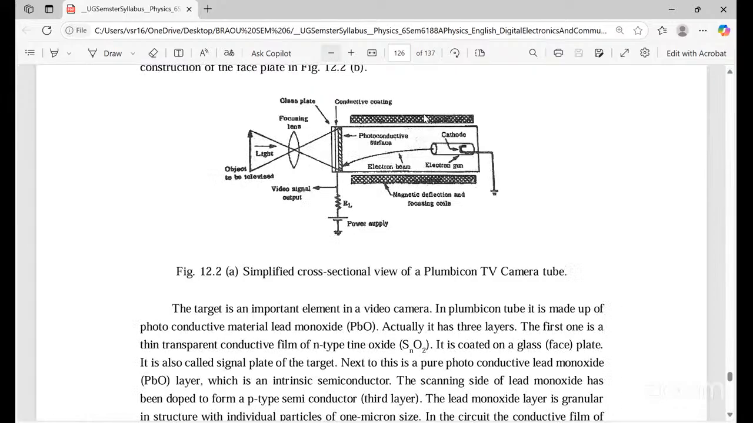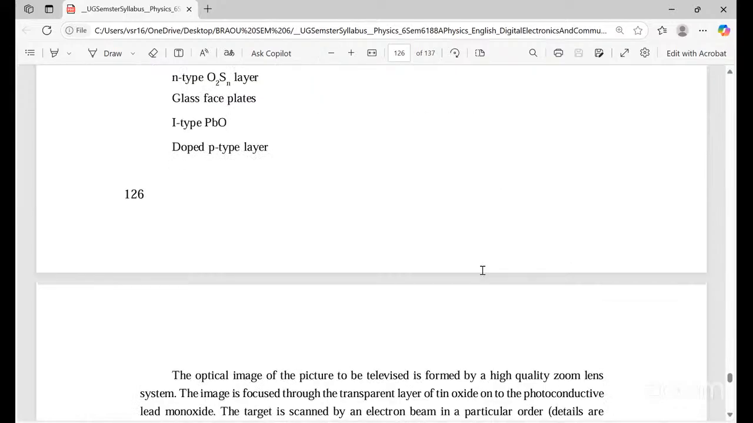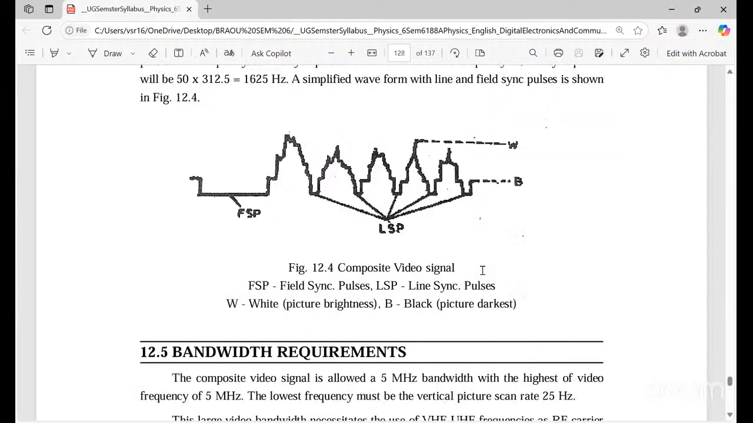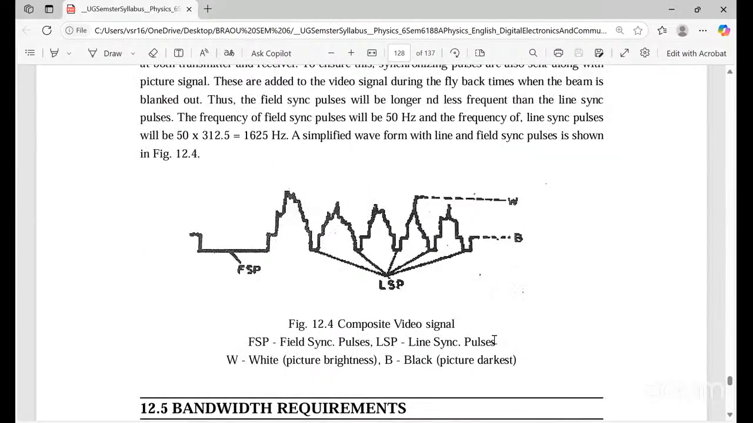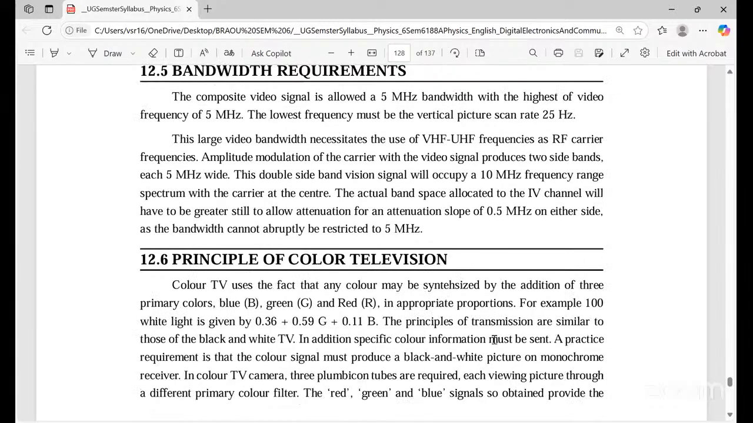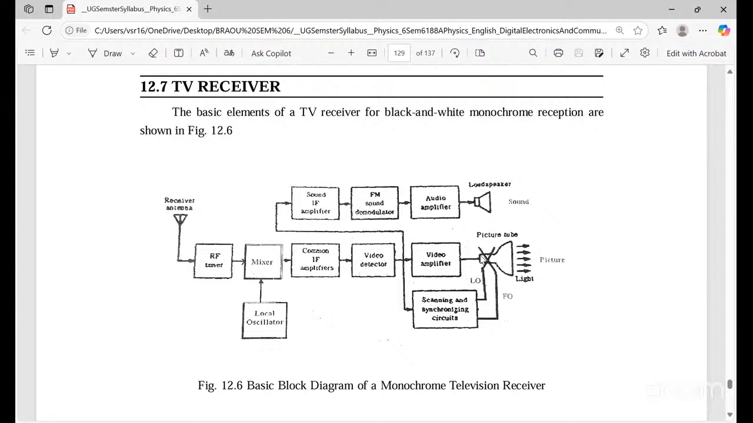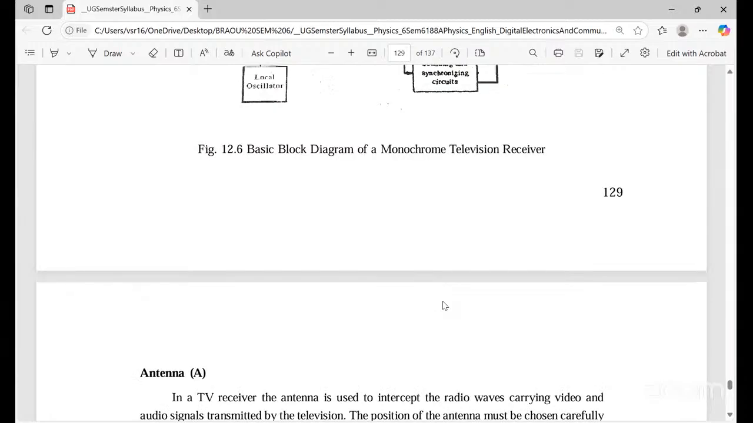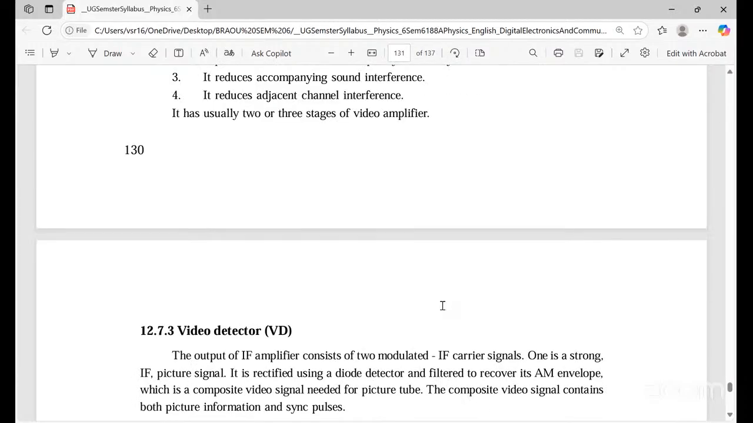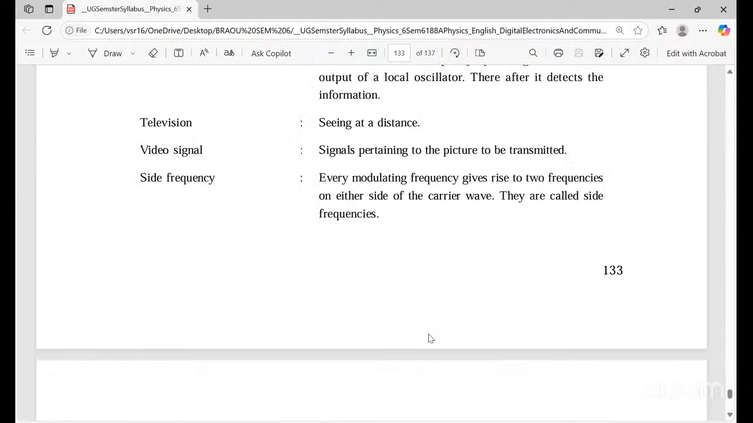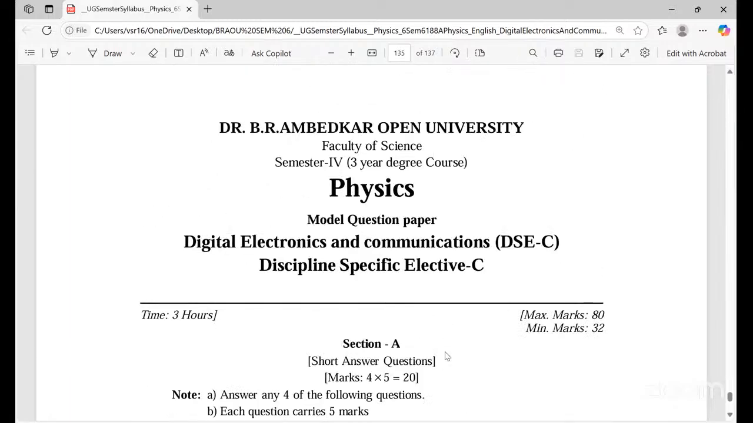You need to practice all these diagrams. This is the synchronization. Bandwidth, what is the principle of this? TV receiver is also there. Don't be confused about which diagram is given before. So this ends our syllabus here.